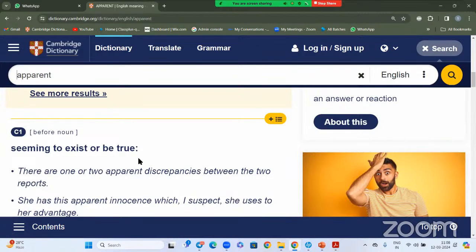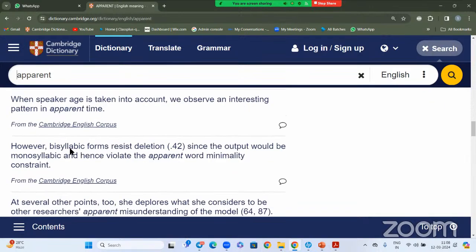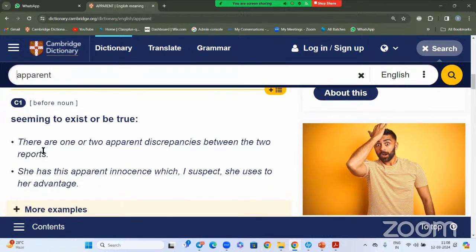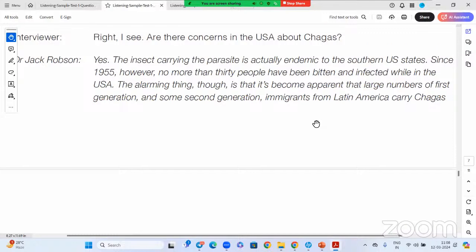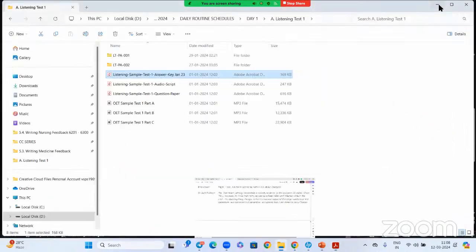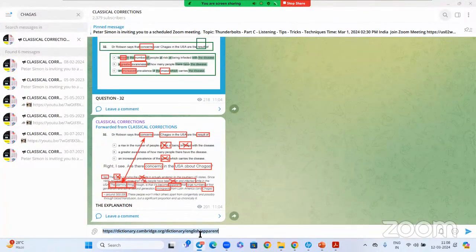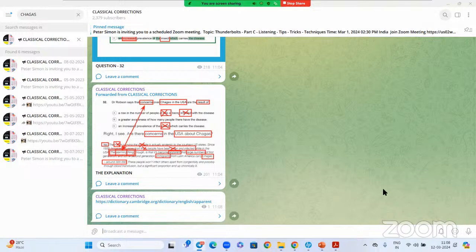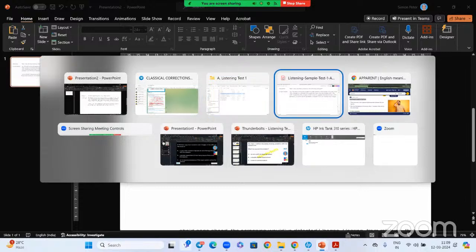It is C1 vocabulary, you can see this is C1 vocabulary. It's not an ordinary word. It's seeming to exist or to be true. Yes, it is existing and it is true in the society. That's what he's telling here. Learn the meaning. Apparent means visible, clear, noticeable. That means everyone can see it very clearly. Another word for apparent is distinct.